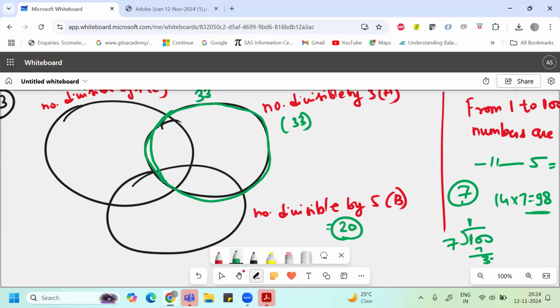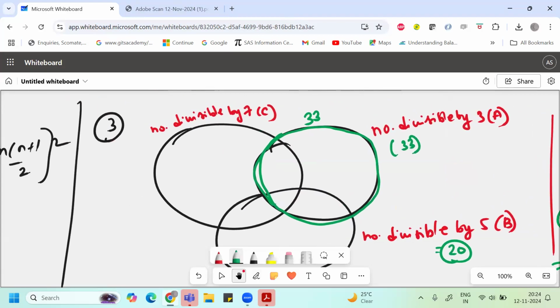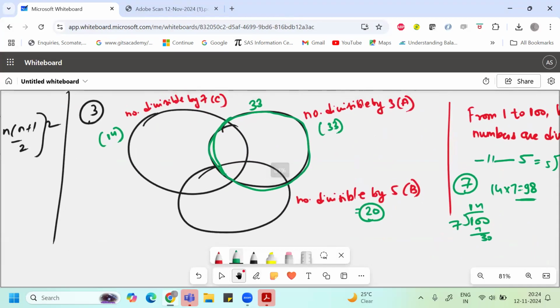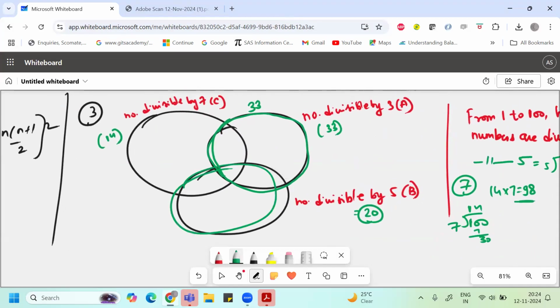I hope everyone understood this. So the total number divisible by 7 is 14. I hope you understood this part. This much everyone understood. This is 14. Okay, the number divisible by 7 is 14.